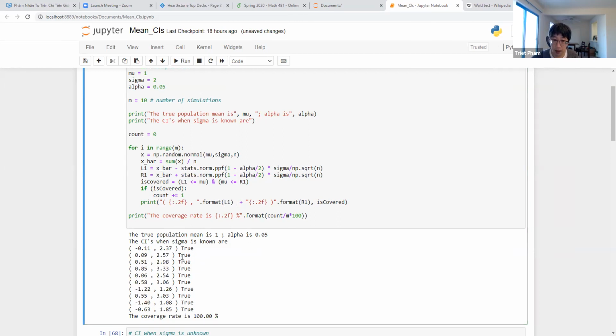So that's the meaning of confidence intervals. Every time you do it, you get a different confidence interval. And out of these, roughly speaking, 95 times out of 100 will contain the true mean. But here, of course, every one contains it.